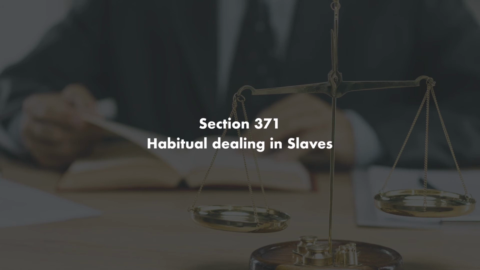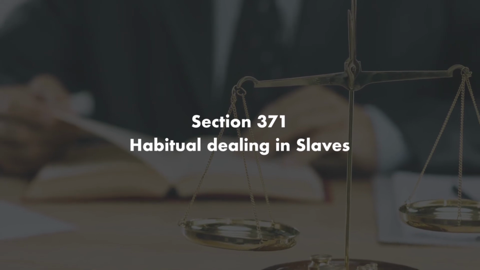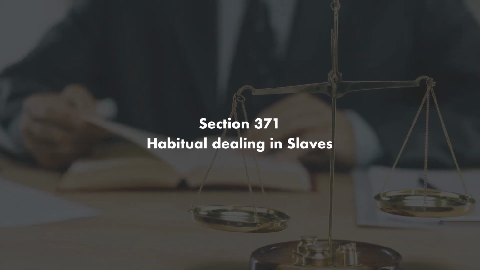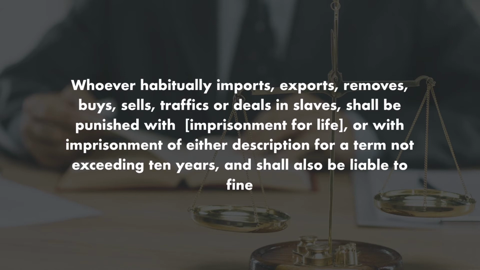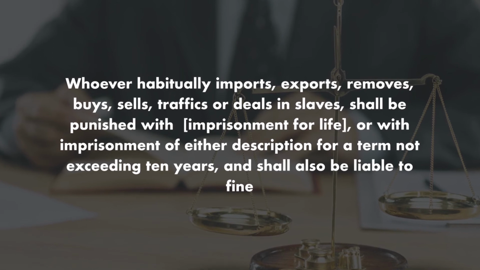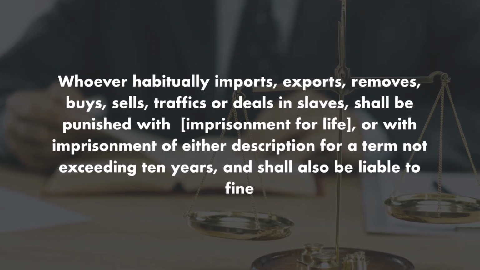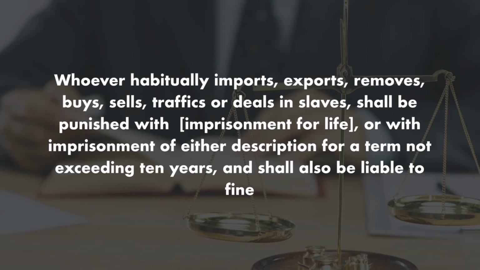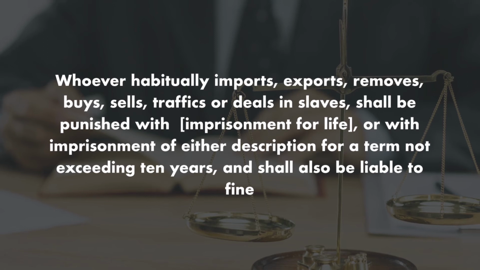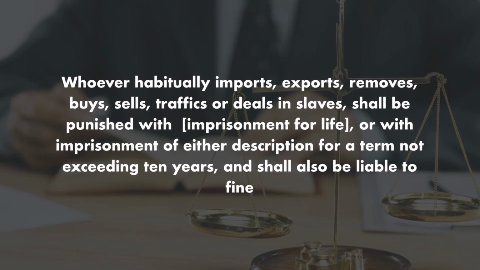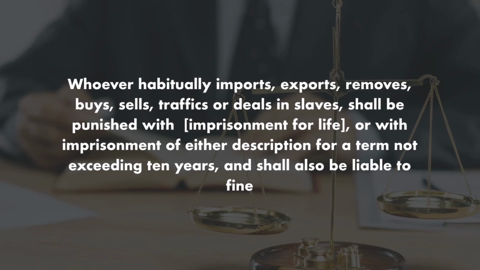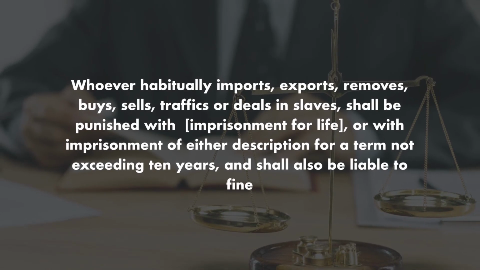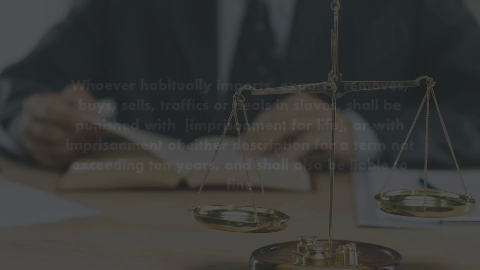371 talks about habitual dealing in slaves. Slavery is prohibited in India. So now we have a section. Whoever habitually imports, exports, removes, buys, sells, traffics or deals in slaves shall be punished with imprisonment for life or with imprisonment of either description for a term not exceeding 10 years, and shall also be liable to fine. A very important provision to protect a person's dignity.